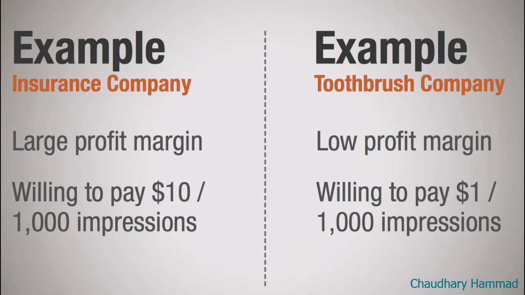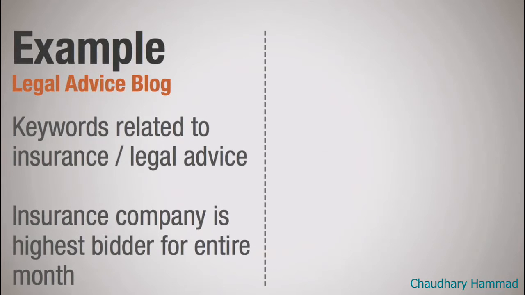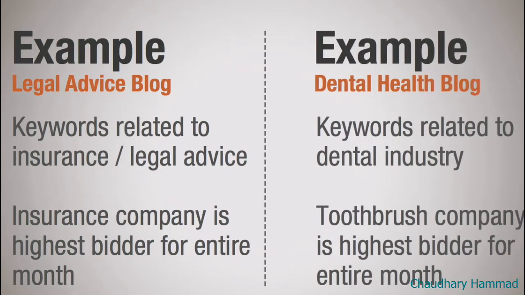Now, here is where the publishers come into play. With our two advertisers in mind, let's say that we also have two different publishers. One publisher has a blog on legal advice, and the other publisher has a website on dental health. Both publishers are using Google AdSense. Because advertisers only want to be displayed on websites that are relevant to their target market, the insurance company's ad will probably bid for the spot on the legal advice blog, and the toothbrush company's ad will probably bid for the spot on the dental health blog.